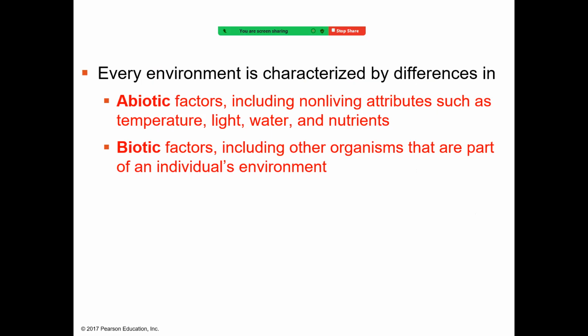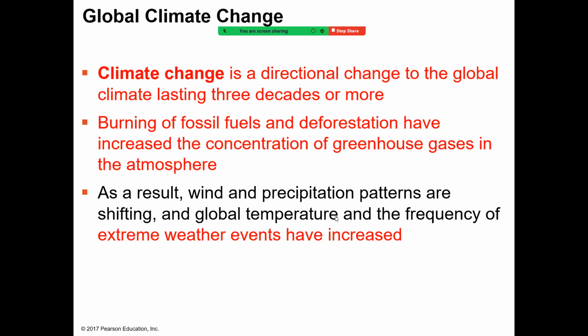Again, we know that our environment will be characterized by differences in living and non-living factors. So abiotic factors, again, A means without. These are the non-living factors, things like temperature, light, water, nutrients that will affect or change our environments. Biotic factors, again, including other organisms that are part of your specific environment. So we know that those play a role in changing what's happening in those environments as well.